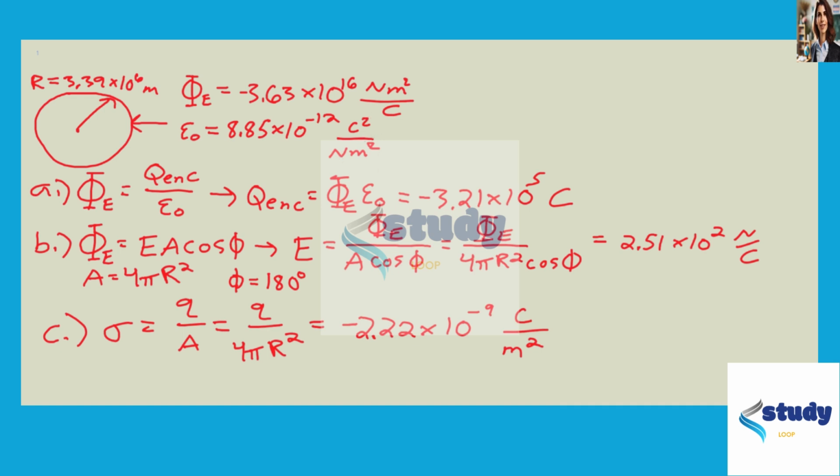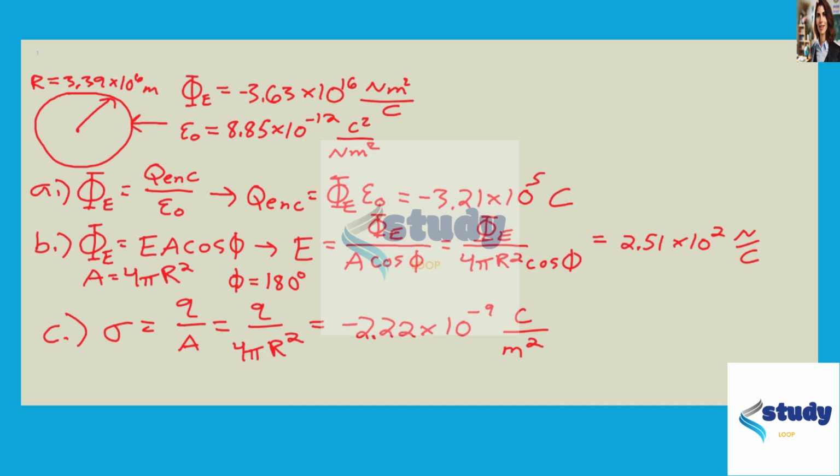Part A is using Gauss's law. Gauss's law simply says that the total net electric flux is equal to the total enclosed charge divided by epsilon naught. We know what the flux is, and we know what our universal constant epsilon naught is, so then it's just basic algebra. Rearrange this to solve for the total enclosed charge: Q is just the flux multiplied by epsilon naught. That gives us the total enclosed charge is negative 3.21 times 10 to the 5 coulombs when we plug in the value for the flux that we're given as well as epsilon naught.